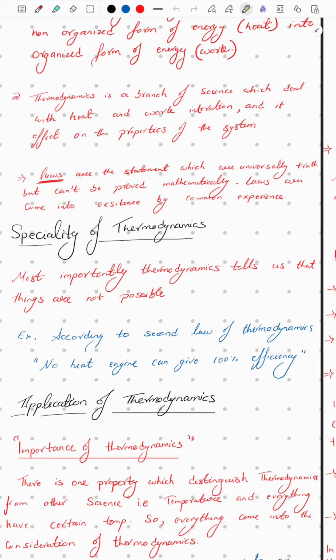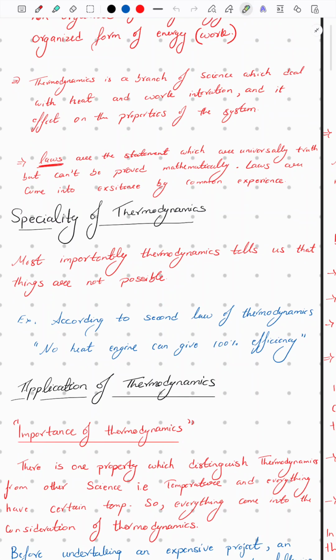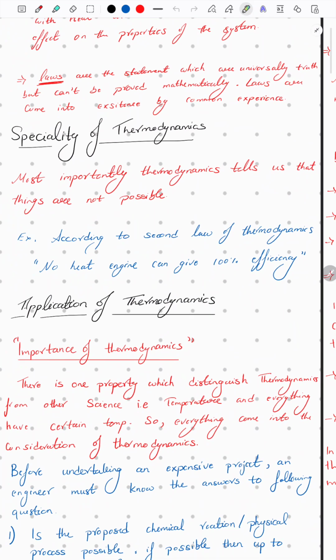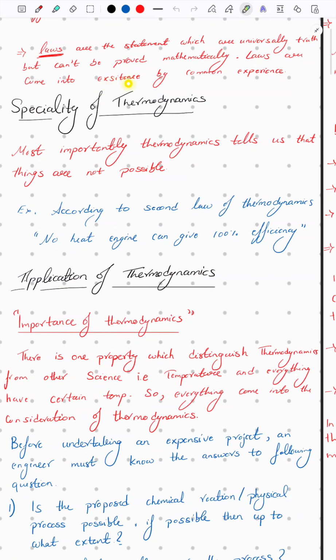Laws are something that we understood by physically doing experiments, and then we convert it into mathematical language. So that can be a law, but laws are the statements which are universally true and can't be proved mathematically. There is no mathematical proof. And also they came into existence by common experience. I have done an experiment, then I gave that knowledge to you, then you did the same experiment to check, and the results were the same. So that is a law.